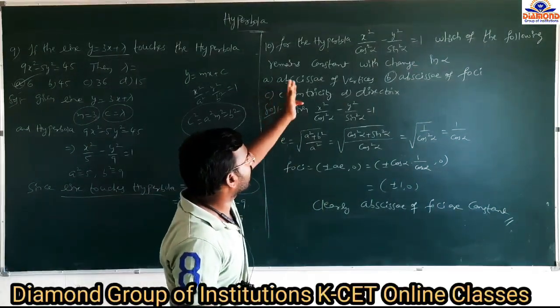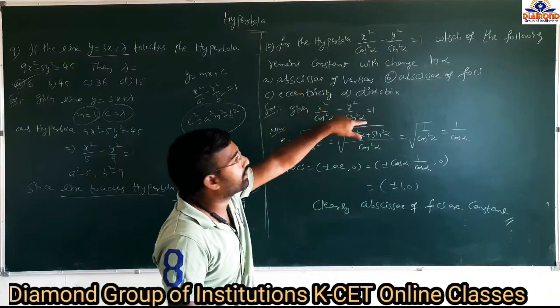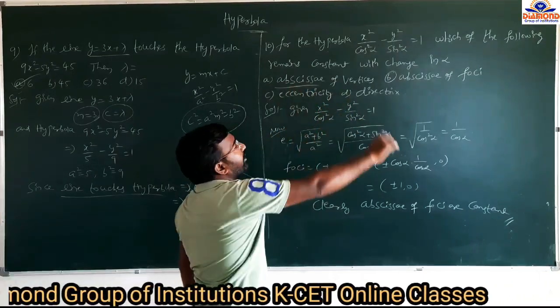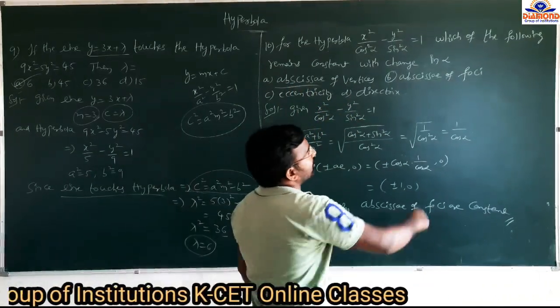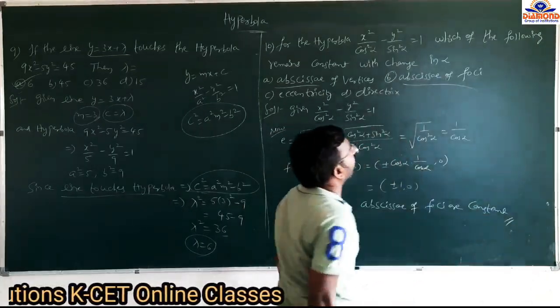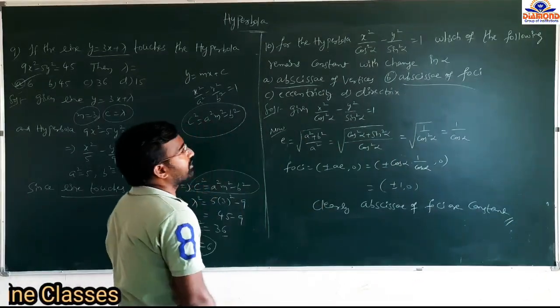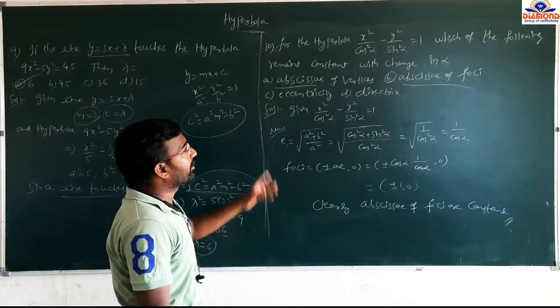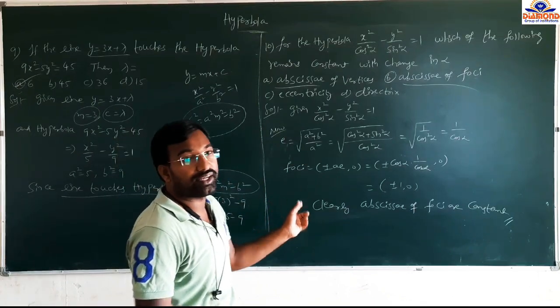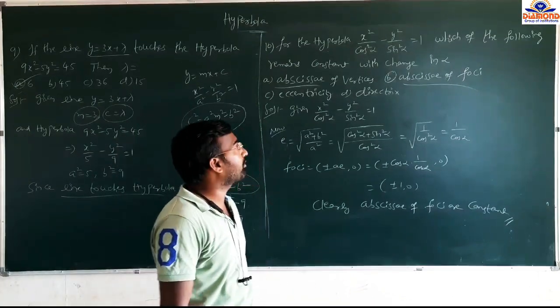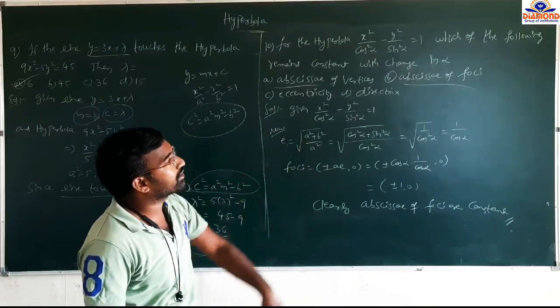Option A, abscissa of vertices, x coordinate of vertices. Abscissa is nothing but x coordinate. Option B, x coordinate of Foci. Option C, eccentricity. Option D, directrix. In the four options, which one is independent of alpha? Independent of alpha means remains constant with change in alpha.